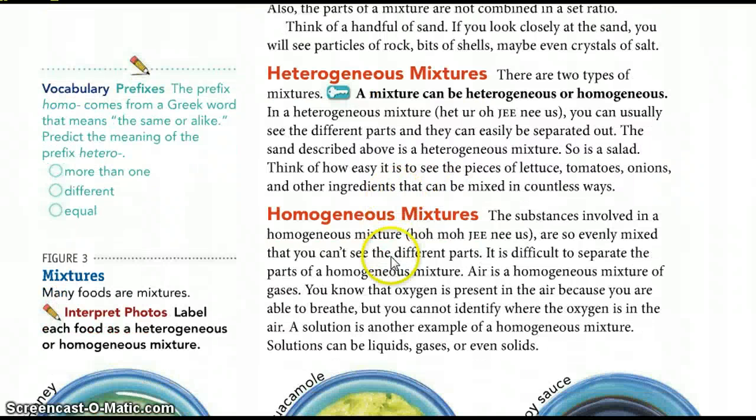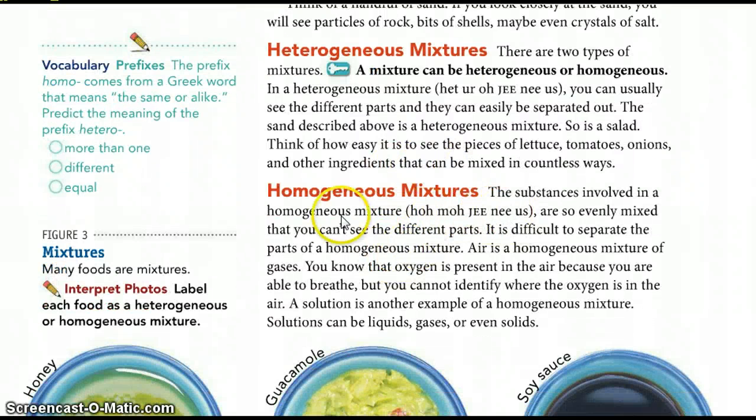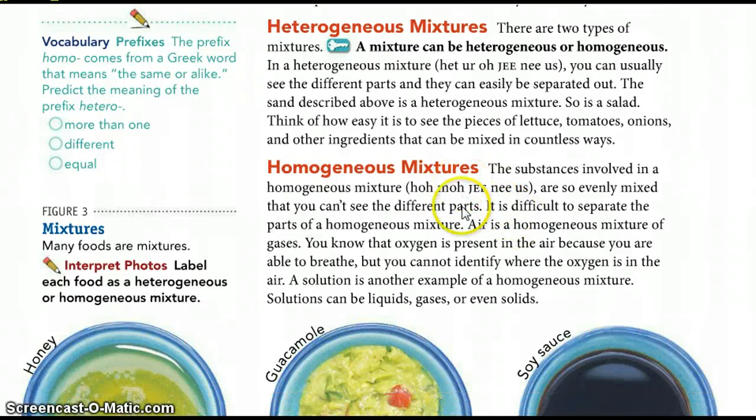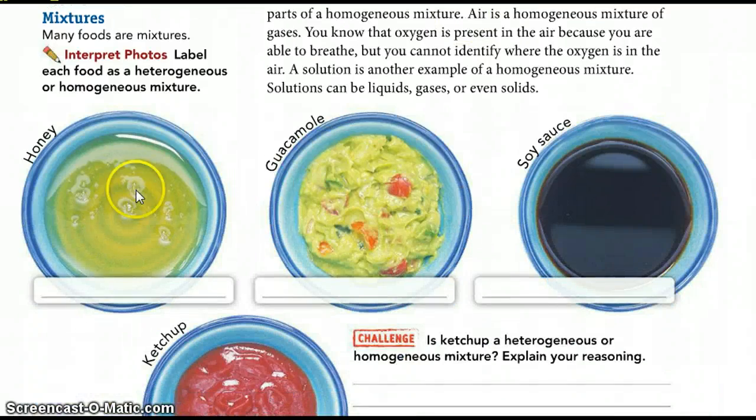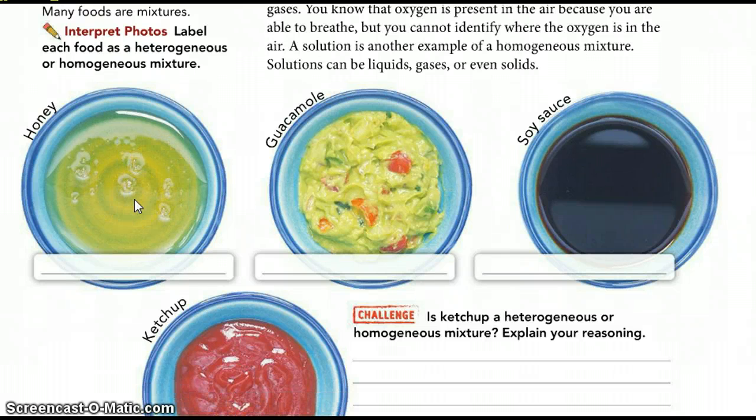The word homogeneous means that these things have been so mixed together that you are not going to be able to easily separate them. So they are a little more difficult. If you look at this, honey here is going to be homogeneous. You're not going to be able to separate out things very well. Here in the guacamole, you can see these particles, so this would be heterogeneous. The soy sauce, this is homogeneous.